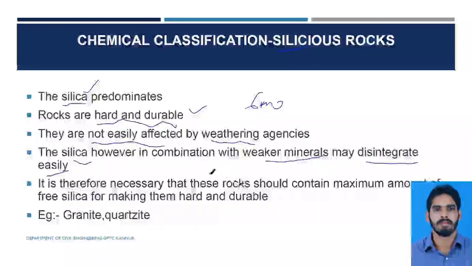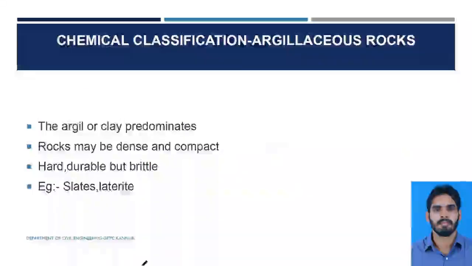It is therefore necessary that this rock should contain maximum amount of free silica for making them hard and durable. Free silica has a good character. He is a very good person. Okay, he won't make friends with anybody. If a rock contains the maximum amount of free silica, it will become harder and will last for a long time. Examples of these siliceous rocks are granite and quartzite.